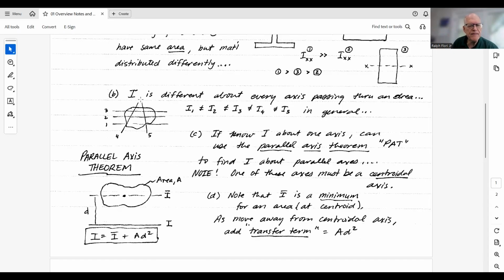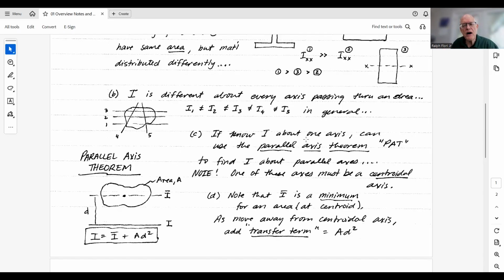And also there's I about these rotated axes 4 and 5. So later in this unit soon, we're going to calculate product of inertia, and then we're going to calculate I values about axes that are rotated from our original axes. That's called transformation of those numbers. And so you will learn how to do that in this unit.